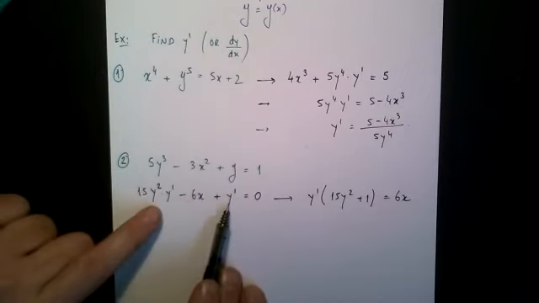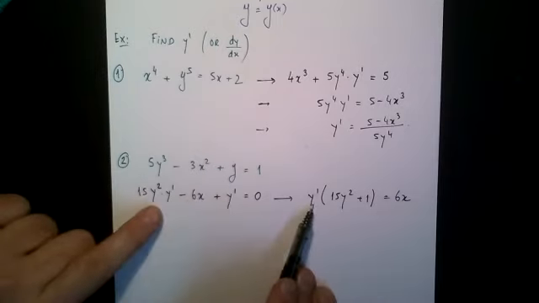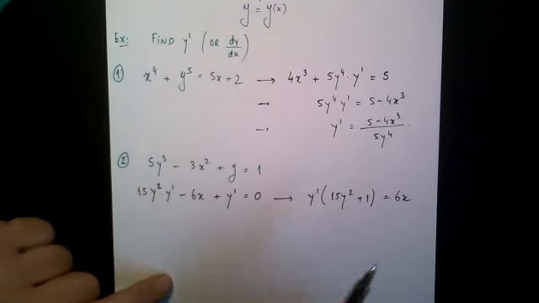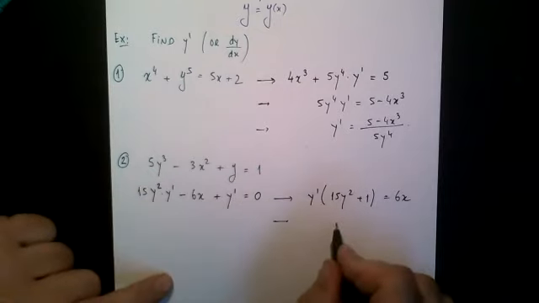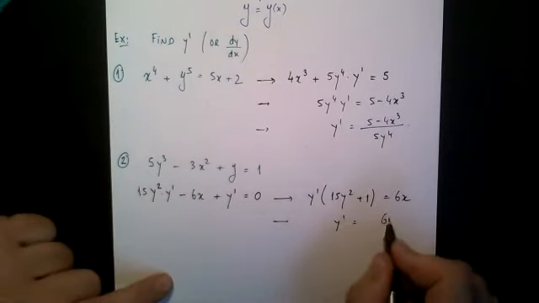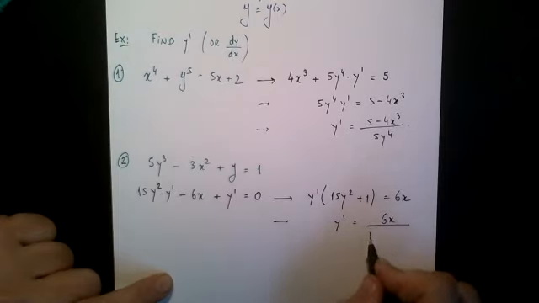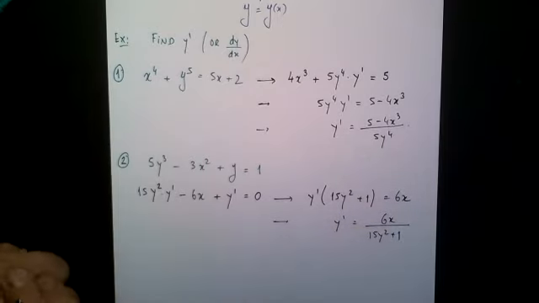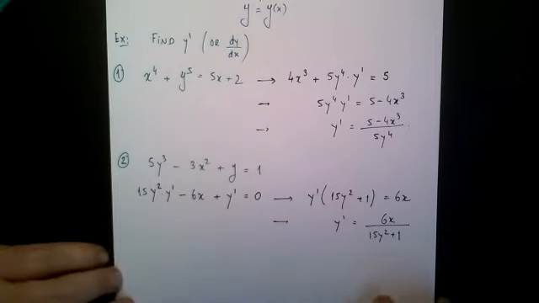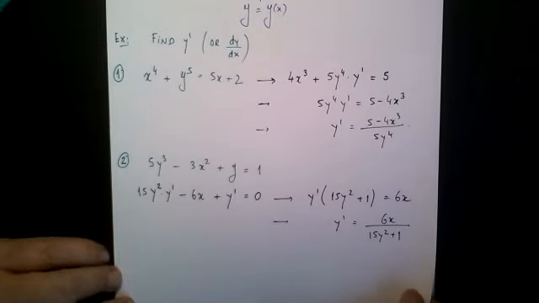And these two terms have a y prime, which I factored out. And now I can isolate y prime. So y prime is 6x over 15y^2 plus 1. Any questions?